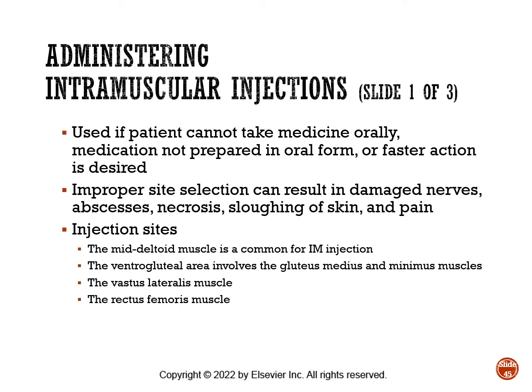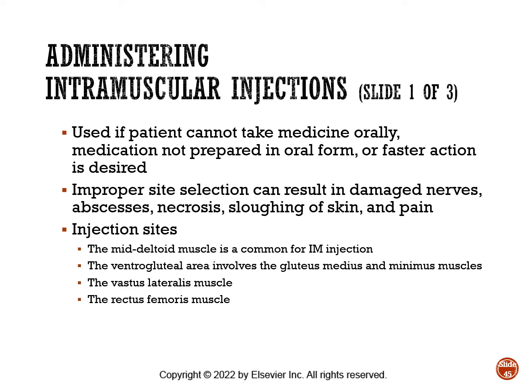IM injections are used if the patient cannot take medicine orally, the medication is not prepared in an oral form, or a faster action is desired. Selection of the injection site is a critical decision. Improper selection can result in damaged nerves, abscess, necrosis, sloughing of skin, and pain.